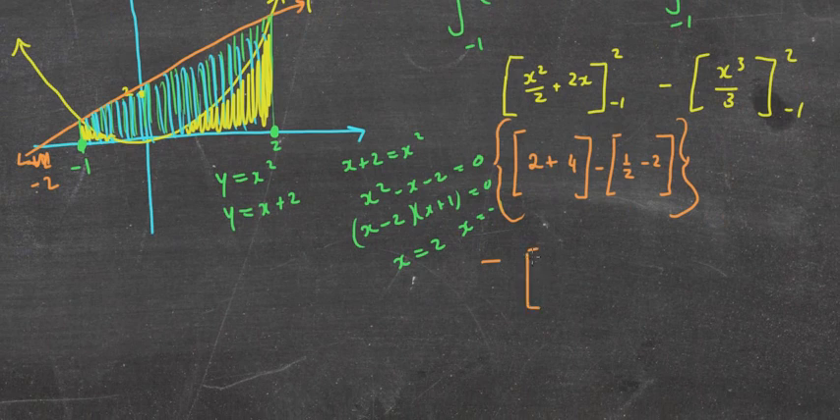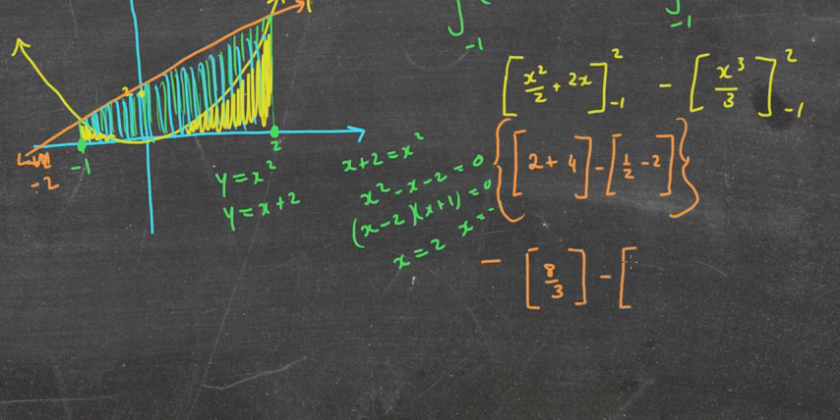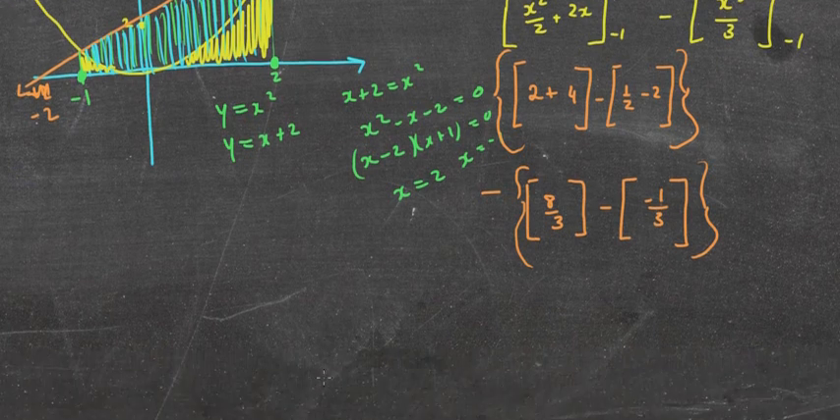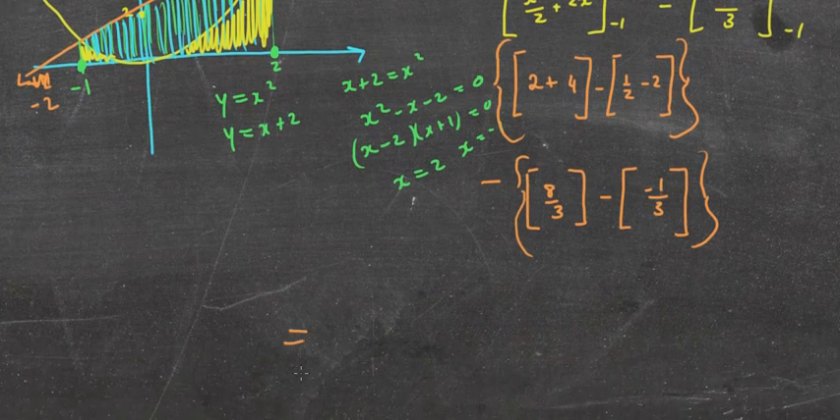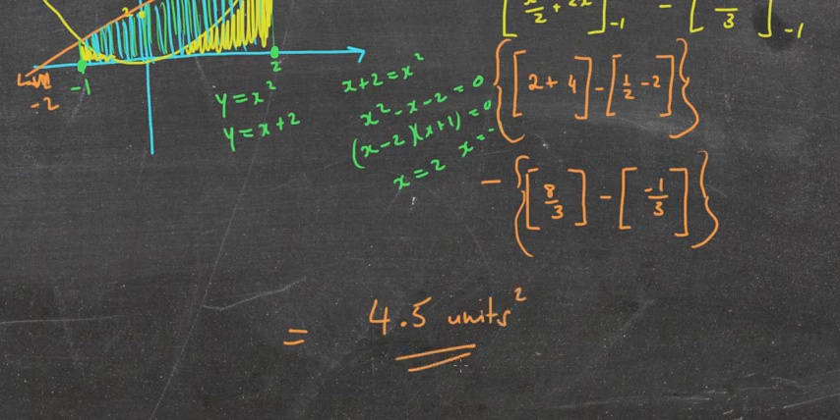So this one's going to be 2 cubed is 8 over 3, minus, and then negative 1 cubed is negative 1 over 3. I need to put that in brackets. If you do those two in two different calculations, it's probably a little bit easier. If I put that all in now, we should get 4.5 units squared. Okay, that should work out effectively. All right.